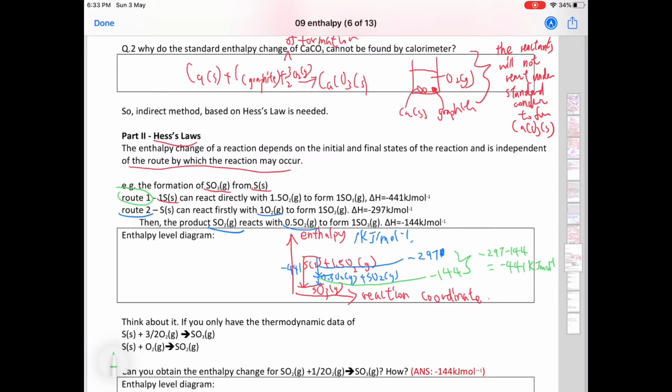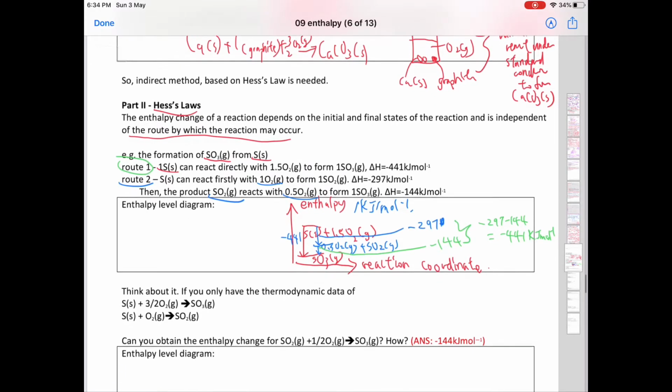Can you see the idea of Hess's law? No matter how many steps are in between, if your initial state is here, 1 sulfur and 1.5 O2, and the final state is SO3, and you obey this relationship, then the overall enthalpy change would be the same, no matter how many steps are in between. Or we can say that it is independent of the route by which the reaction proceeds.